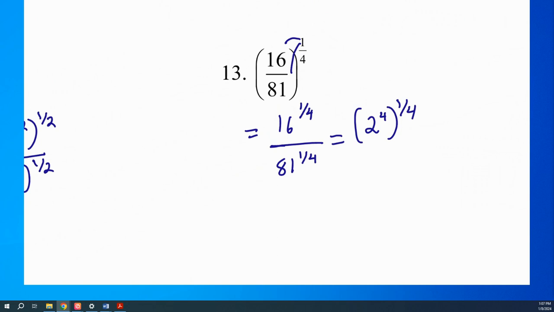And then 81, again, I could write that as 9 squared. Was that really going to help me? No, how else could I write it? 3 to the 4th. So 2 to the 4th to the 1/4, what's that going to become? Yep, just 2 over 3.